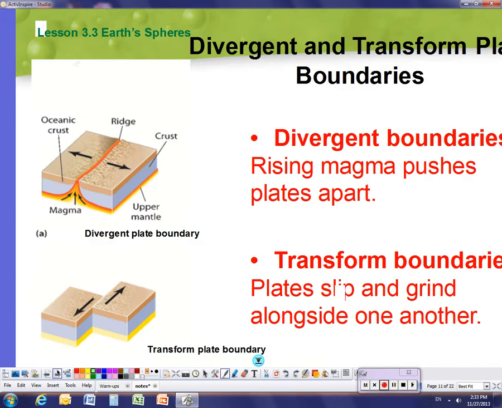And you need to copy these down. So divergent boundaries are when you have the plates moving apart and you have this ridge forming. So you've got the magma coming up and the plates are moving apart. This happens between us and Europe. So we have the divergent plate between us and Europe. Transform plate is when they're sliding next to each other. This is California. Don't know why there's a random box there.